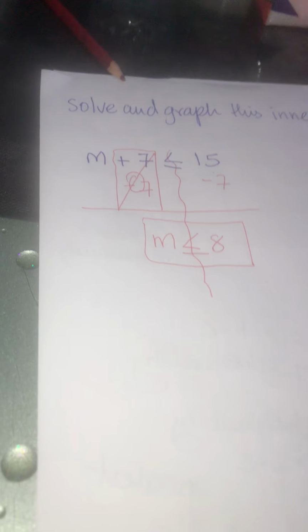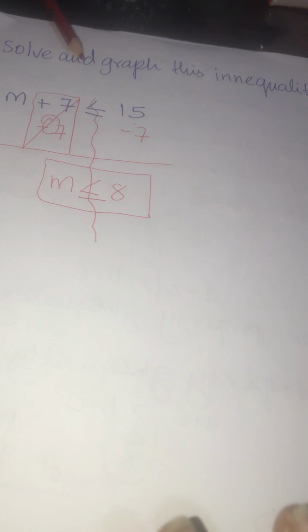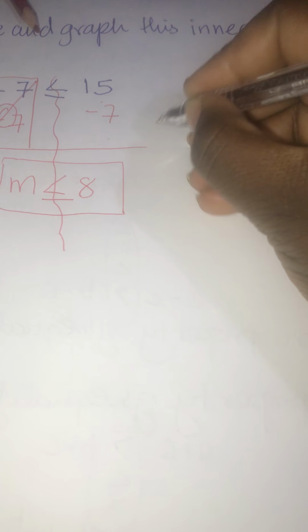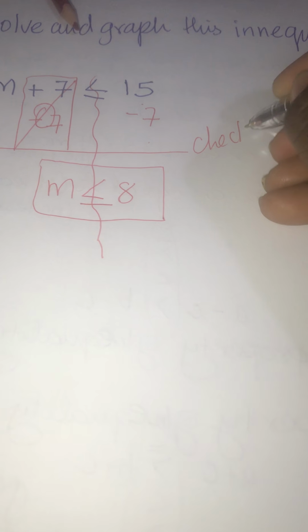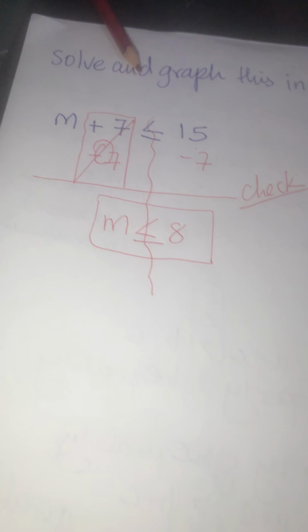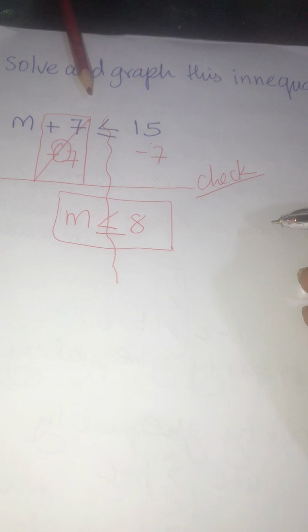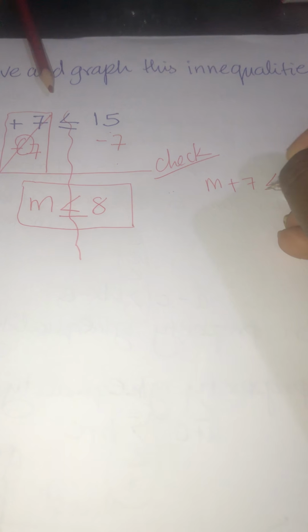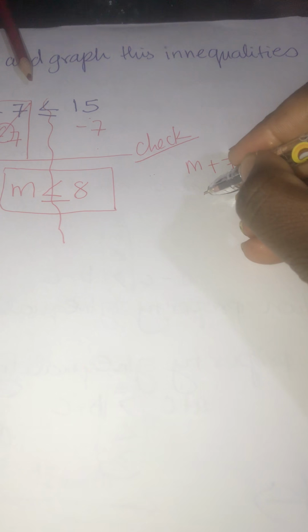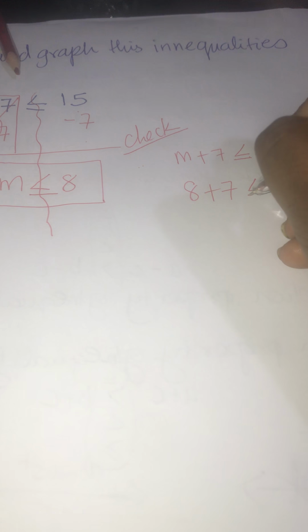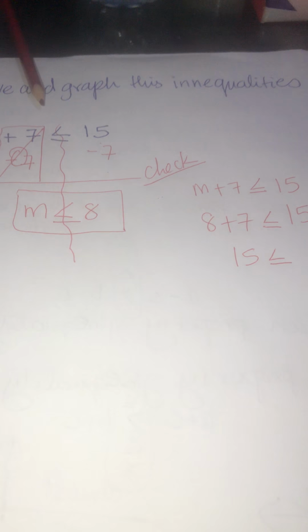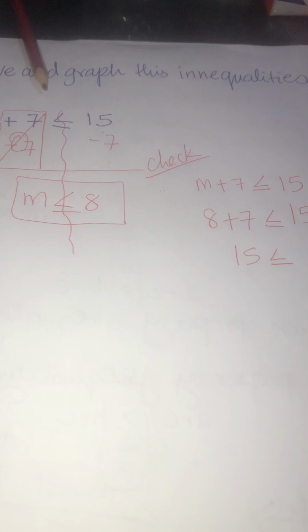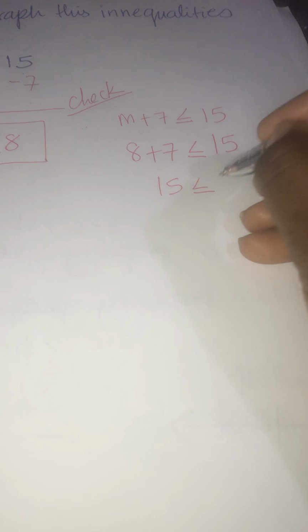Okay? Then we need to check, and we do m plus 7 less than or equal to 15. M is 8. 8 plus 7 is less than or equal to 15. 15 equals 15.